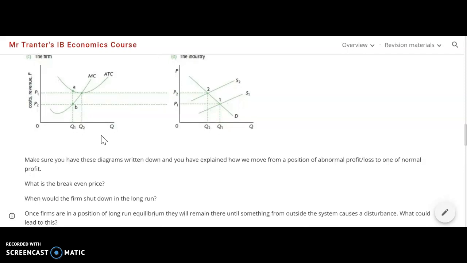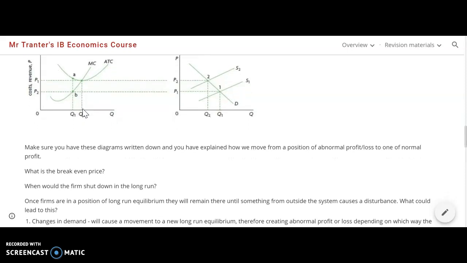When would the firm shut down in the long run? Well, in the long run, if it was making a loss, then it's going to shut down because all costs are variable. Therefore, it's not a matter of should we shut down, should we carry on. If you're making a loss in the long run, you shut down.